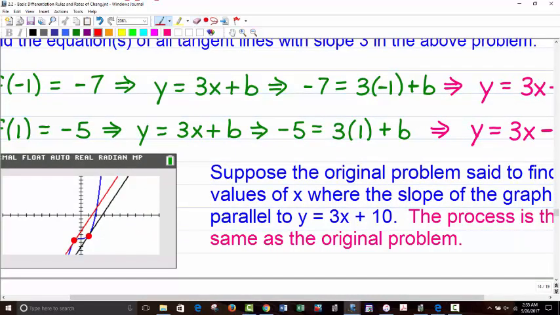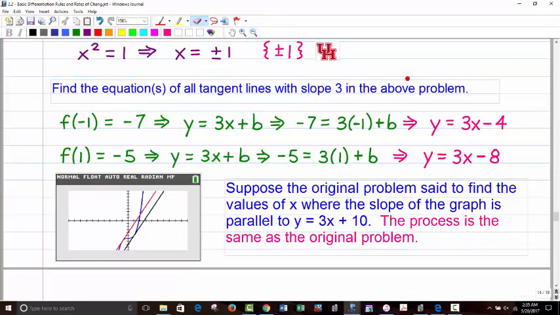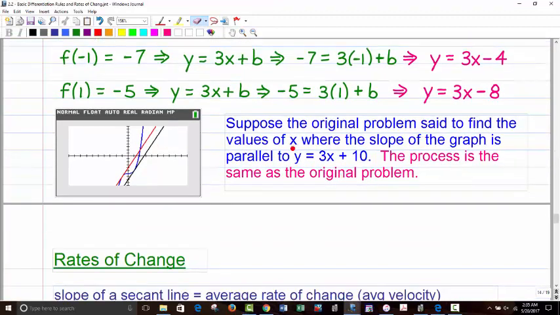Now I mentioned in this paragraph that this problem could have also been worded like this. It could have said, find the values of x where the slope is parallel, using the same function, of course. You have to have the x cubed minus 6 or whatever the problem is. So what if it would have said, instead of saying where the slope equals 3, parallel to the line y equals 3x plus 10? Well, if it's parallel, it's going to have the same slope. So that's really just an equivalent way of saying that the slope is 3 by wording it that way. Same thing. So the process would be exactly the same.